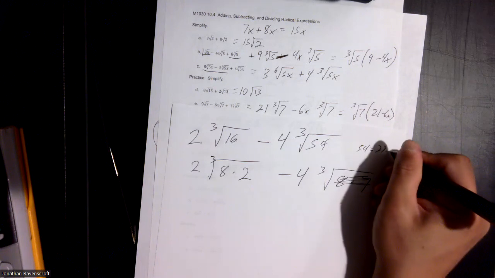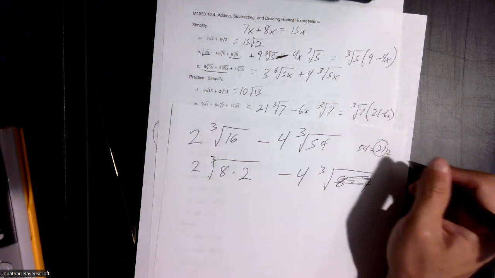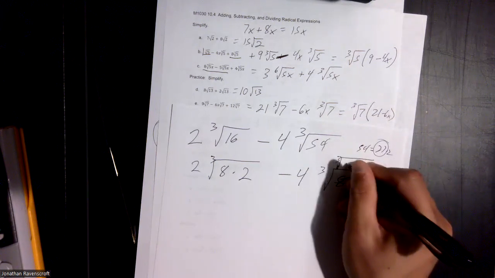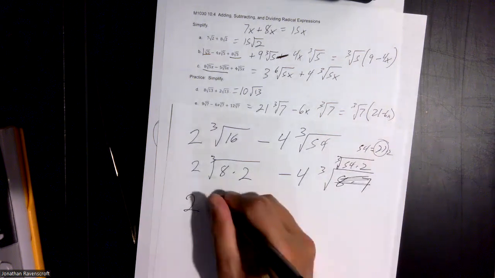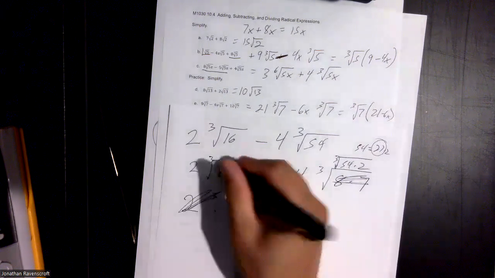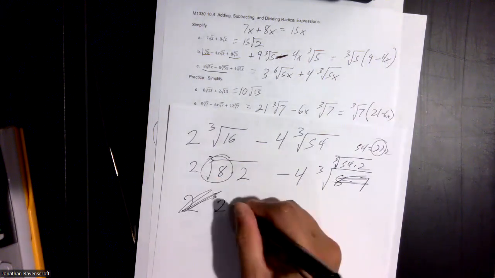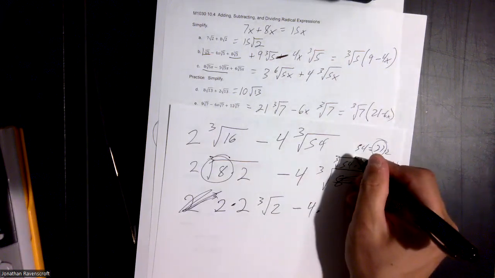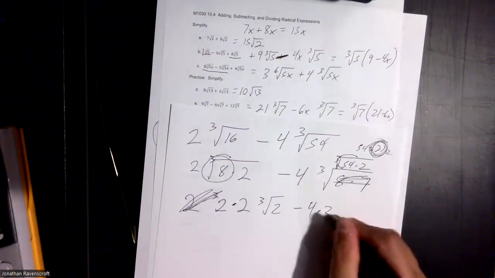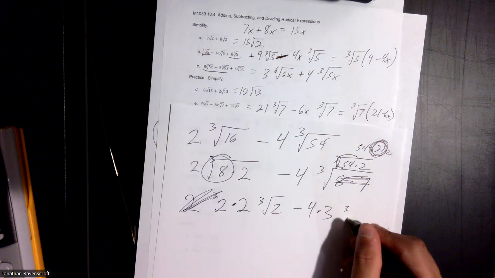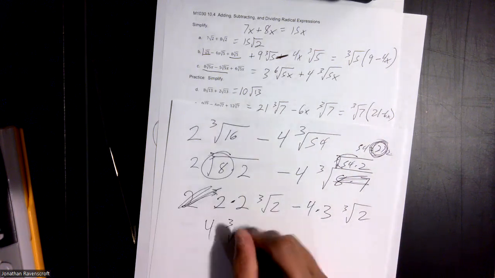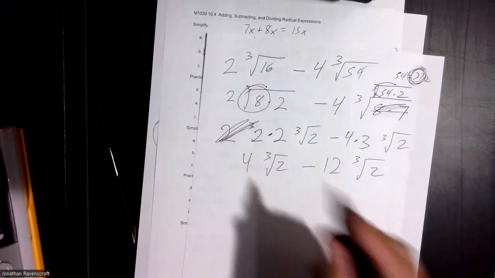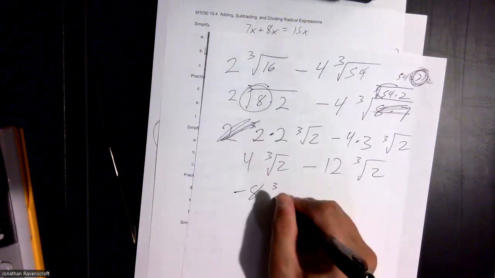Here we go. 54 is 27 times 2. 27, the cube root is 3 times 3 times 3. There we go. This is cube root of 54 times 2. Cube root of 8 is 2, 2 on the outside times another 2, 3 on the inside, minus 4 times cube root of 27 is 3 with the 2 left over, which is 4 cube root of 2 minus 12 cube root of 2, and that's something we can do. 4 minus 12 is negative 8 cube root of 2.